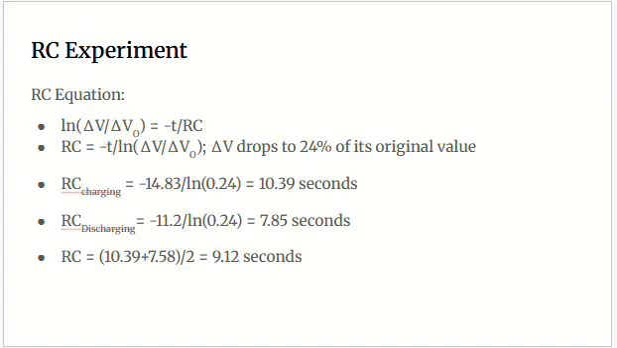For our RC equation, going down the line, solving for RC on this side, we noticed that our delta V dropped to 24% of its original value. So RC of charging, negative 14.3 over natural log of 0.24, yielded 10.39 seconds, and then RC of discharging equals negative 11.2 divided by the natural log of 0.24, which equals 7.85 seconds. Taking the average of that, we found that our average RC was 9.12 seconds.